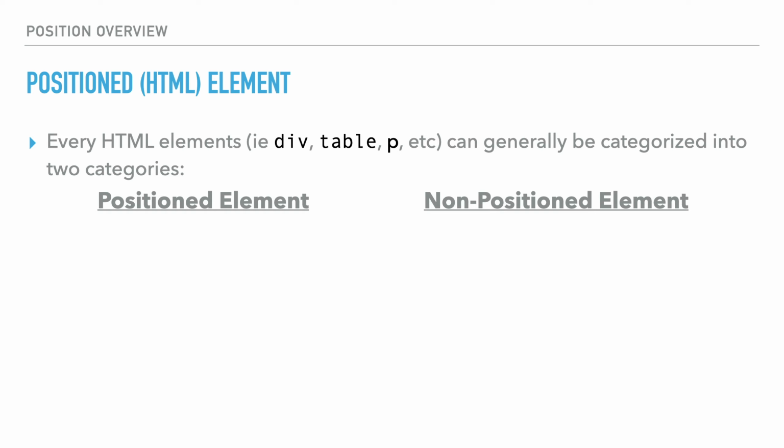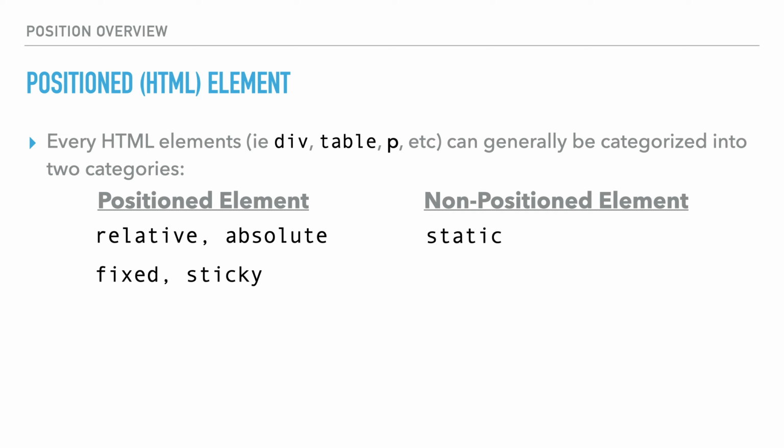Now, the positioned elements are the elements that have one of the following types: a relative position, absolute position, fixed, and sticky. So pretty much all position types except the default static type, we call them positioned elements. And of course, on the non-positioned element, we have just the one type, the static type. So these are the 2 distinctions. So why am I making this distinction?